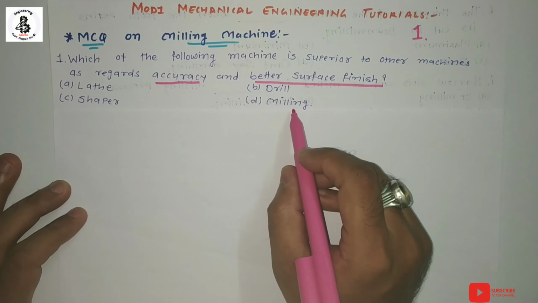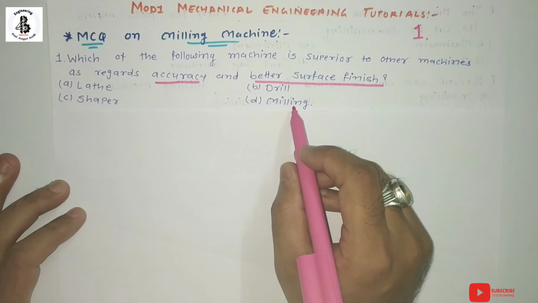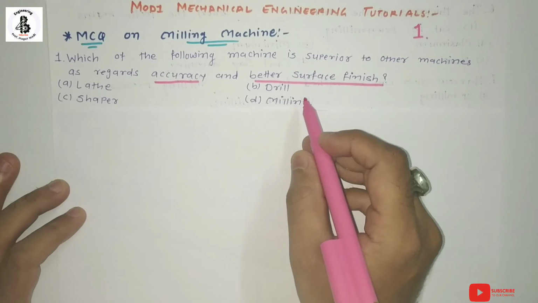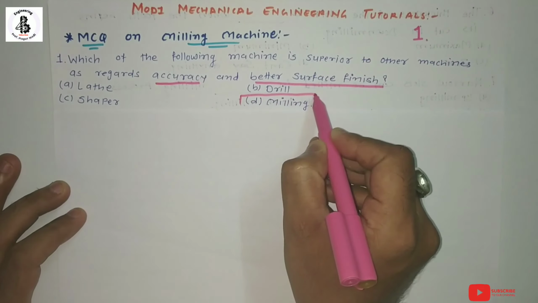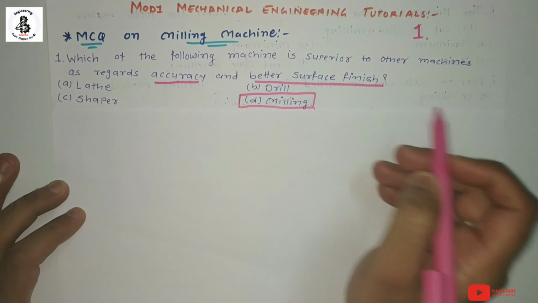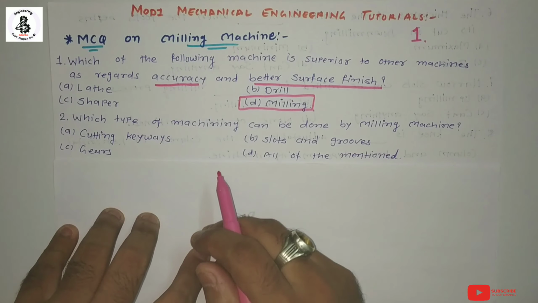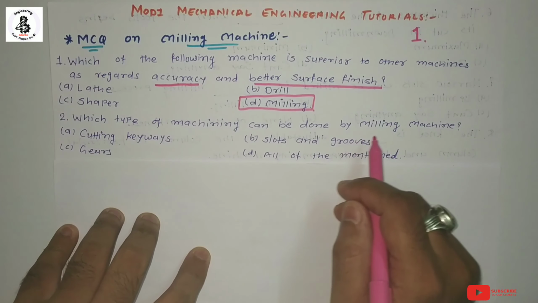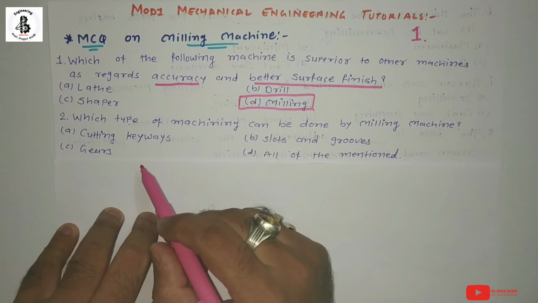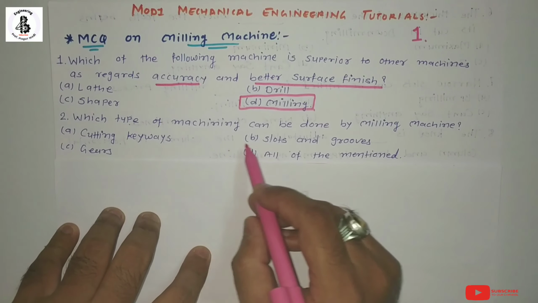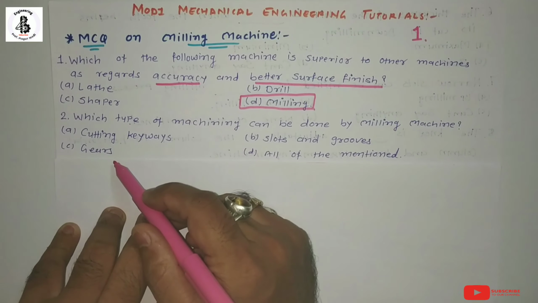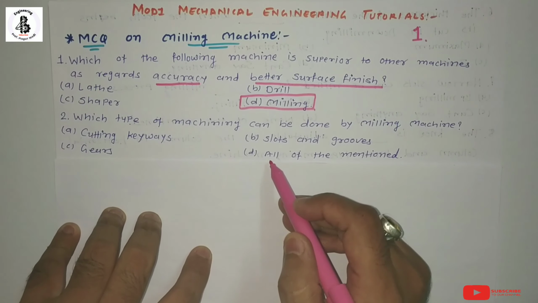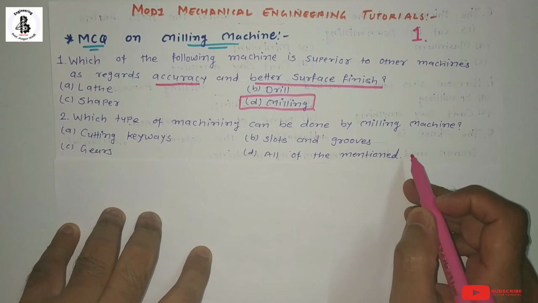So basically milling machines have higher accuracy as well as better surface finishes. So the right answer is D, milling machine. The next, which type of machining can be done by milling machine? Option A, cutting keyways. Option B, slots and grooves. Option C, gears. Option D, all of the mentioned.